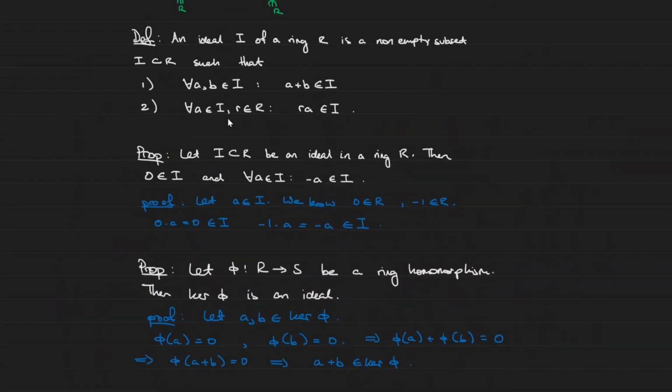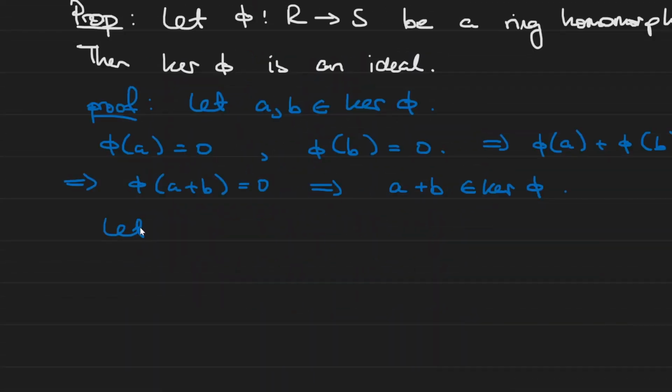Now we have to check the second property, which means we pick any elements of the kernel and any elements of the base ring, and we show that the product is also inside of the kernel. So we're going to choose some R inside of the ring R, and the reason why is, well, because remember the kernel of phi is a subset of the ring R, which is this domain ring here. Now what we want to show is A times R is inside of the kernel. So to do that, let's apply phi to A times R.